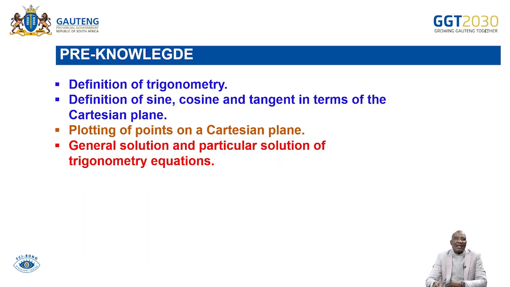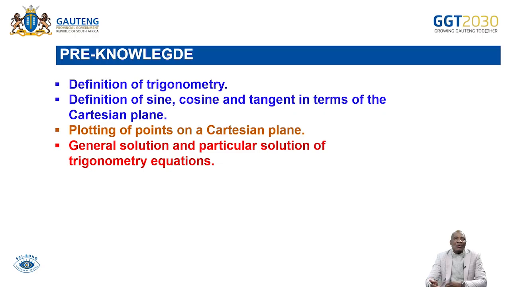Right. By now, I'm expecting you to be familiar with trigonometry in general, where we defined the sine, cosine, and tangent in terms of the Cartesian plane. If you remember very well, we said last time sine theta is equal to y divided by r, and then cos theta is x divided by r. Otherwise, tan theta is y divided by x, talking algebraically on a Cartesian plane.